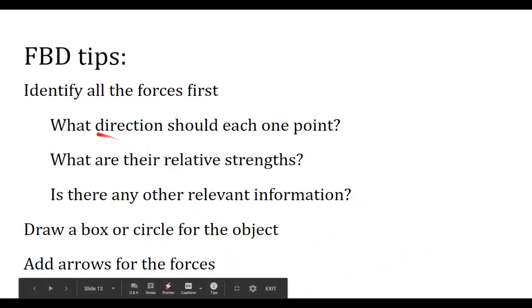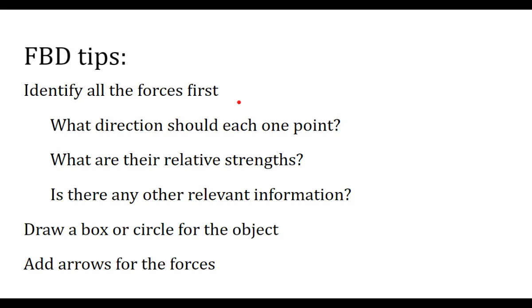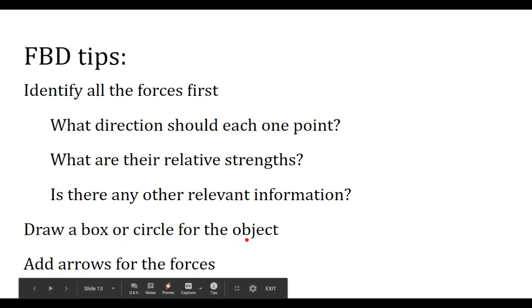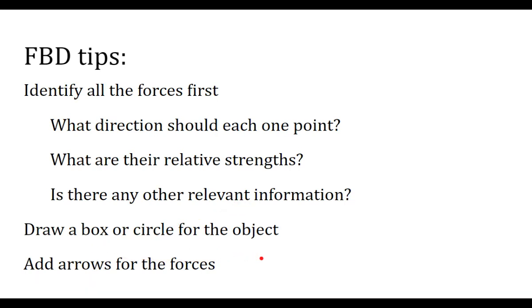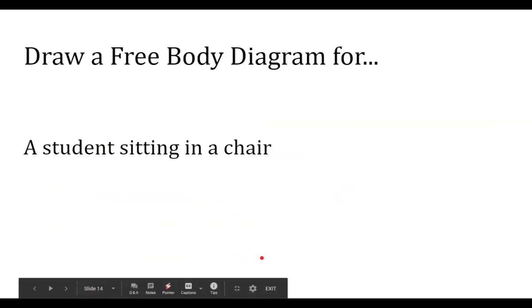Okay, so more tips. We're going to first just think through what are all the forces acting on this object. Then you need to think about what direction each force should be pointing. Is one force really strong and one force really weak? Keep in mind the length of the arrows should be important. And is there any other information we should include, like we're on a ramp or something like that? Then we're going to draw a box or a circle for our object, and we're going to add all arrows for our forces. Okay? So let's do some examples.